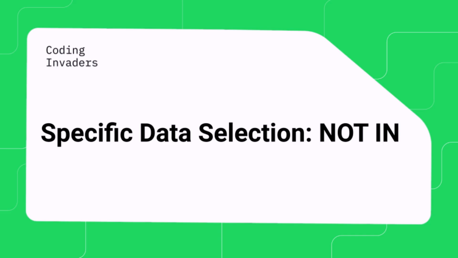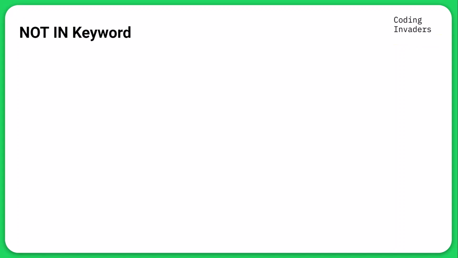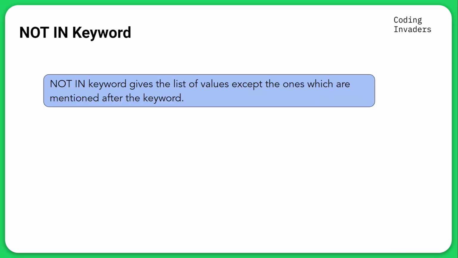In this video, we are going to learn about the NOT IN keyword. Just like the IN keyword, NOT IN helps in searching values. The only difference is that NOT IN gives the list of values except the ones which are mentioned after the keyword. Okay, so let's take an example.